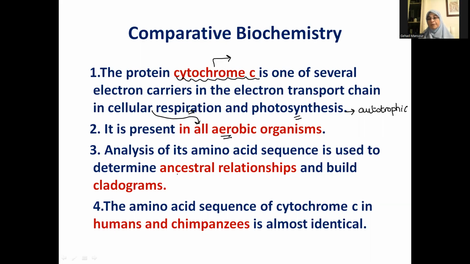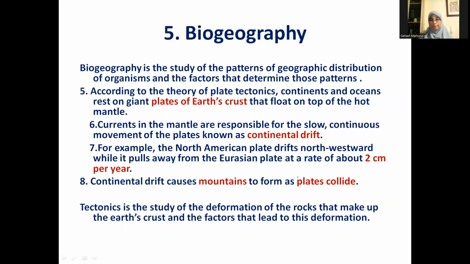When you know the ancestral relationships between living organisms based on your analysis of a certain polypeptide like cytochrome C, you can draw a cladogram. And a cladogram is like a tree that shows you the ancestral relationship between living organisms. And from the study of the amino acid sequence of cytochrome C in living organisms, scientists have discovered that humans and chimpanzees are almost identical in many of the polypeptides, especially cytochrome C.